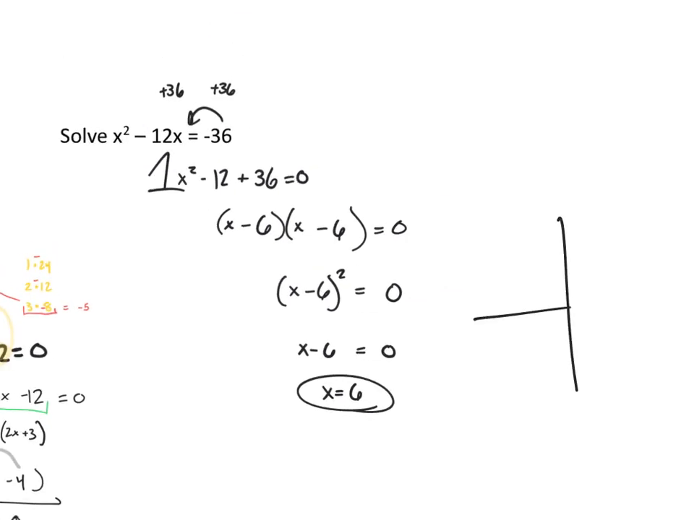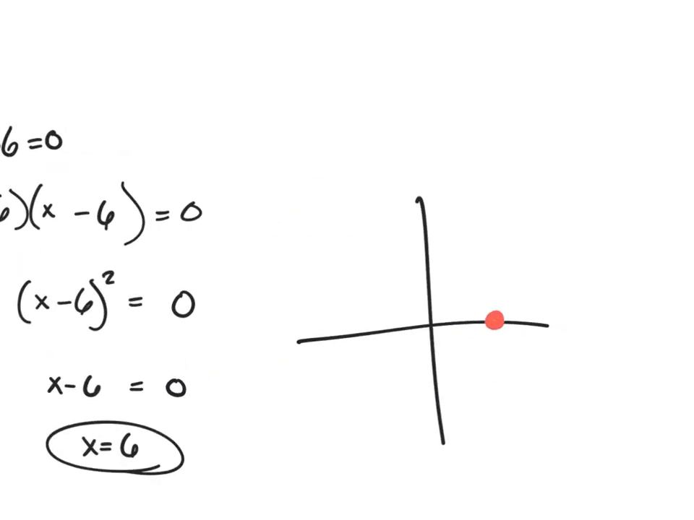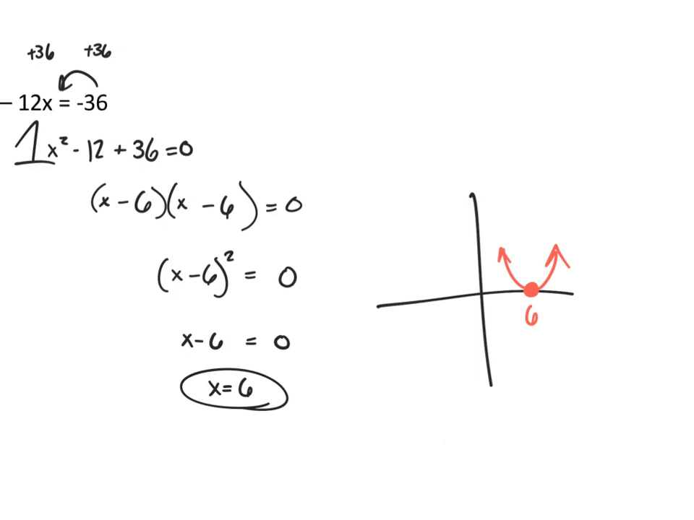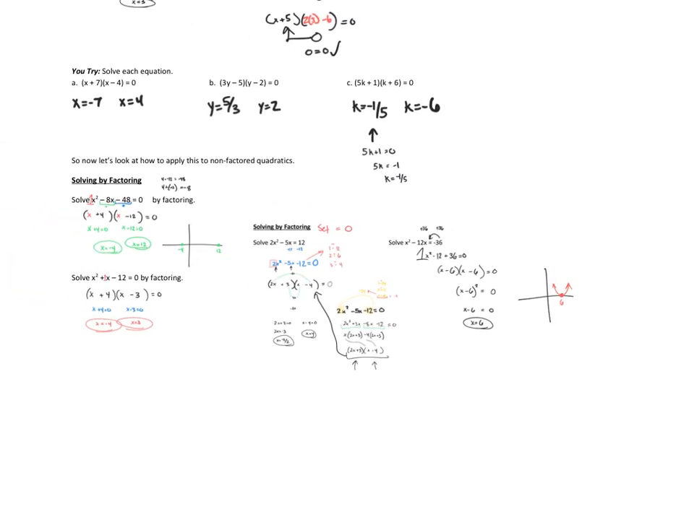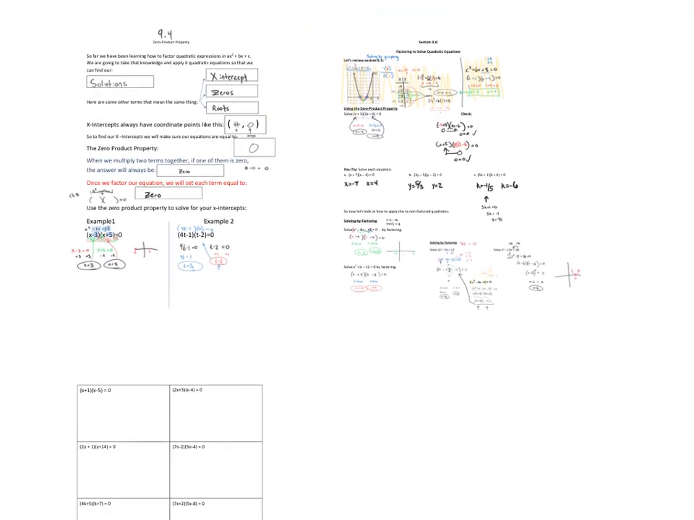All right, and what that looks like graphically, because we know we've been finding x-intercepts, is that this would also be the vertex. So this quadratic would look something like this. It would open up, starting with that one x-intercept there on 6. And we'll get more into this type of stuff as we move into the rest of this chapter. So that's the zero product property when you have to factor.